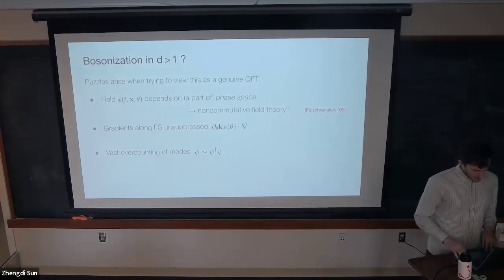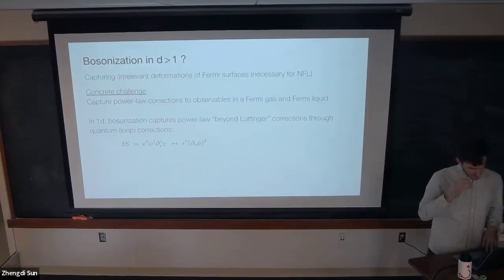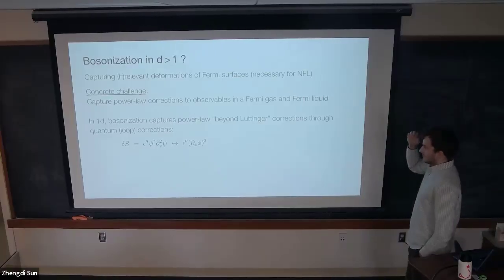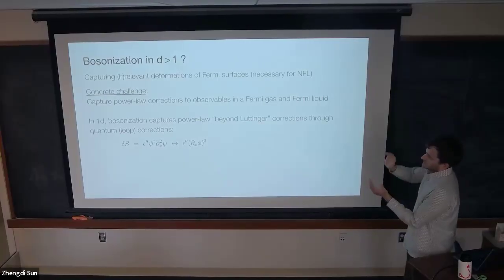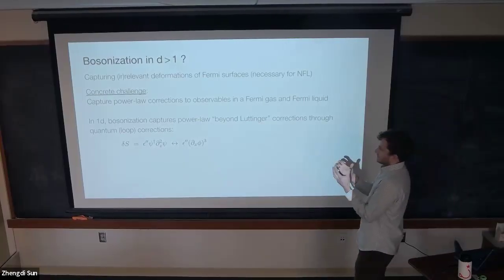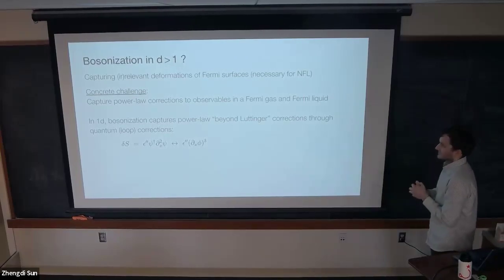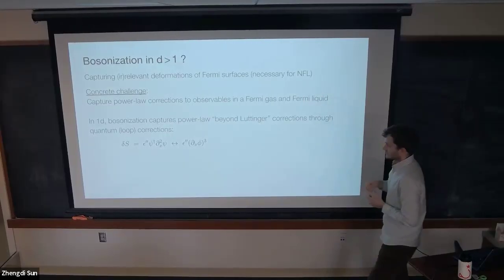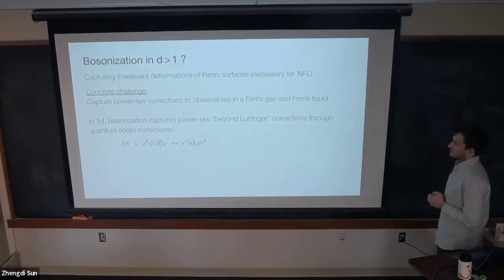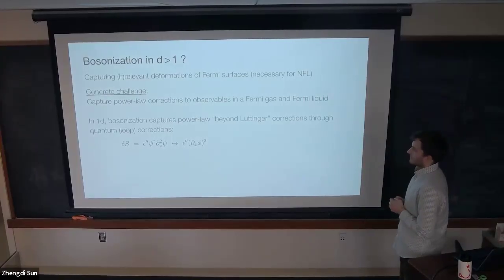Okay, so those are the formal questions I want to solve, and to make this pragmatic, something you might want to understand is this description of Fermi liquids we had. You might want to know how to capture deformations of Fermi surfaces of Fermi liquids, either relevant or irrelevant. This is certainly necessary to understand how to study non-Fermi liquids, which will involve a relevant deformation. But the one concrete goal for today will be to capture irrelevant corrections in Fermi liquid theory, so power law corrections in a Fermi liquid.